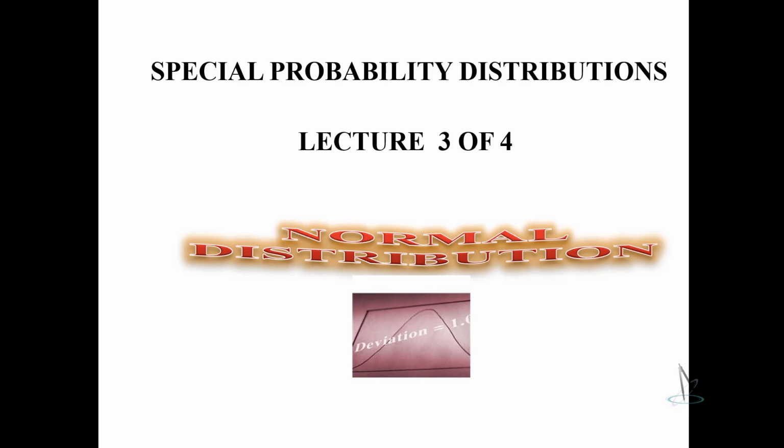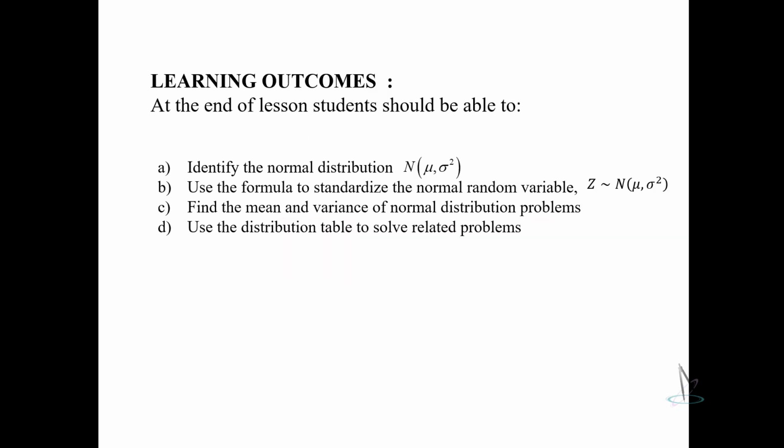This is chapter 10, Special Probability Distribution, and this is lecture 3 out of 4, where we are going to learn about the normal distribution. The learning outcome is that you should be able to identify the normal distribution, use the formula to standardize the normal random variable, find the mean and variance of the normal distribution problem, and use the distribution table to solve a related problem.